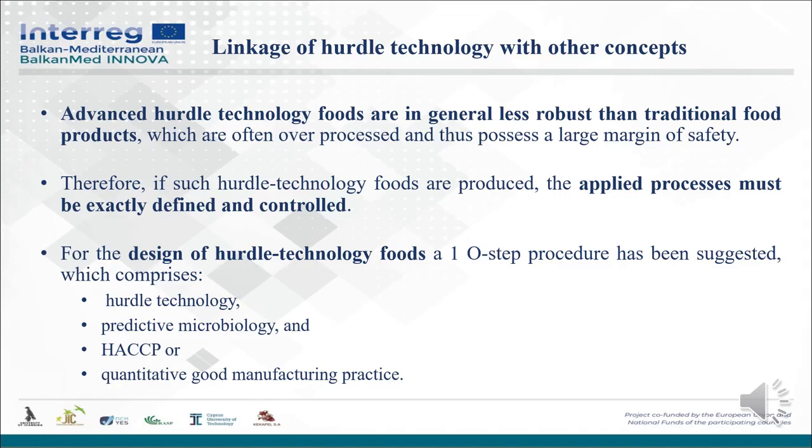Some links of hurdle technology with other concepts. Advanced hurdle technology foods are in general less robust than traditional food products, which often are over-processed and thus possess a large margin of safety. Therefore, if such hurdle technology foods are produced, the applied processes must be exactly defined and controlled. For the design of hurdle technology foods, a first-step procedure has been suggested, which comprises hurdle technology, predictive microbiology, and HACCP, or quantitative good manufacturing practice.